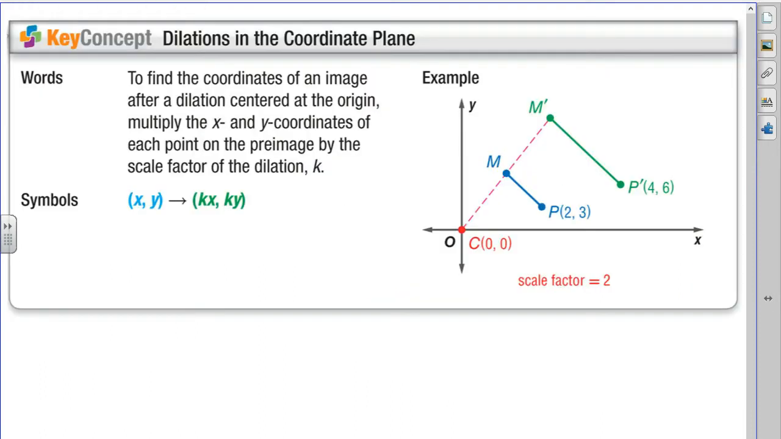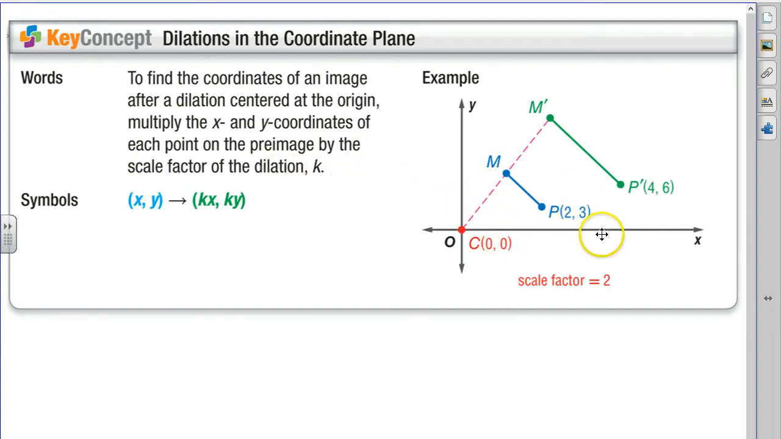Okay, so dilations in the coordinate plane. This is nice and easy. It's the formula for dilations. Now, the key to this is we're talking about being away from the origin, first of all. So, to find the coordinates of an image after a dilation centered at the origin, multiply the x and y coordinates of each point of the pre-image by the scale factor of the dilation, which is k.